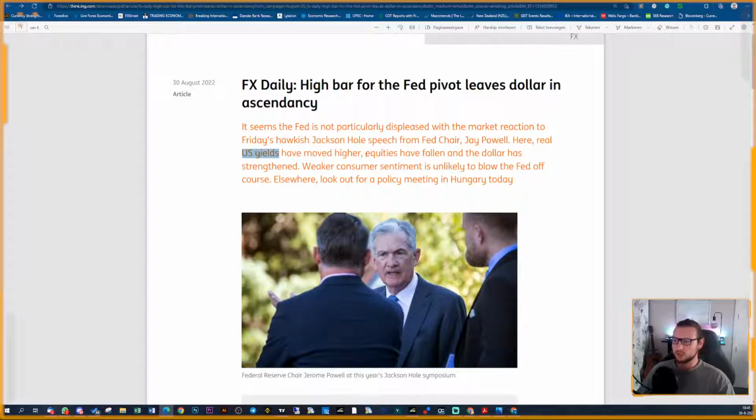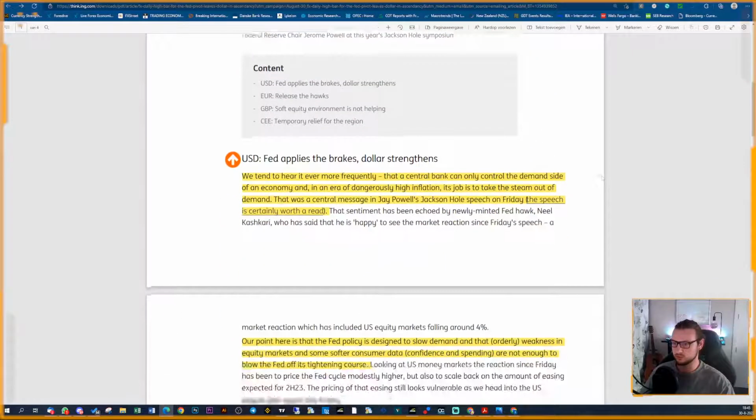What have we here? Equities have fallen, of course. That's normal when interest rates go higher and when the dollar strengthens. Weaker consumer sentiment is unlikely to blow off the Fed's course. Elsewhere, look out for the policy meeting in Hungary. That's not so important for us.